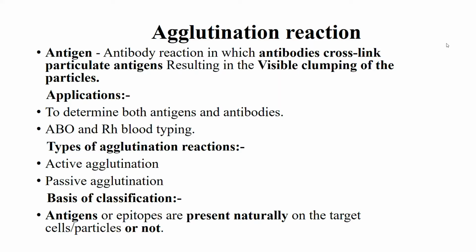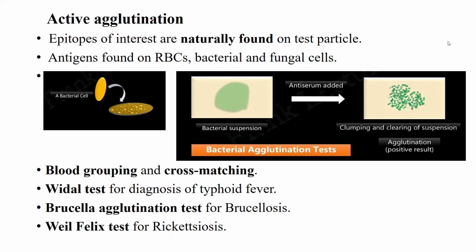This classification is based on whether the epitope to which the antibody will bind is present naturally on the target cells or not. Active agglutination. The epitope of interest is naturally found on the test particle. We know that antigens are commonly found on RBC cells and antigenic determinants are also found on bacterial cells and fungal cells, etc. And these antibodies can directly bind to these antigens and agglutinate them.